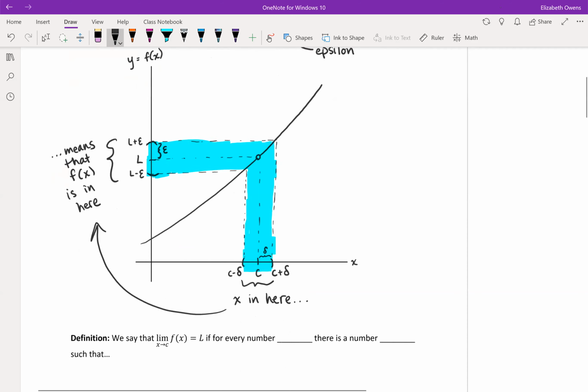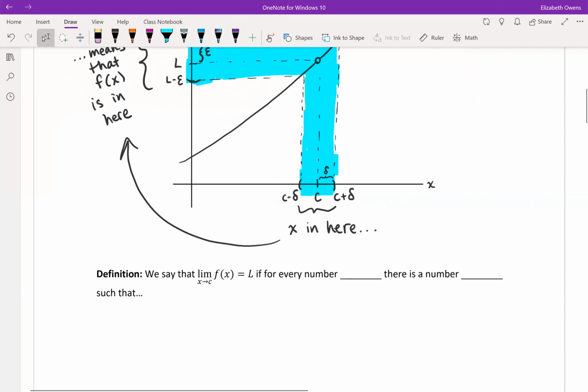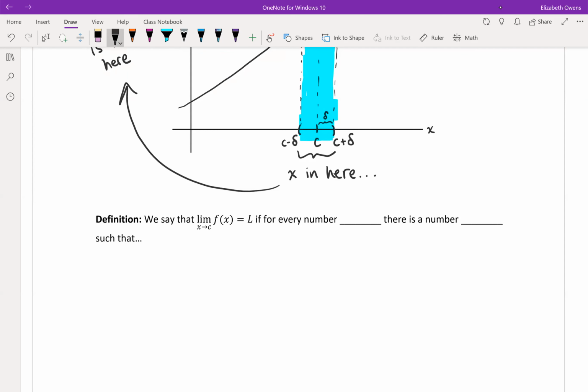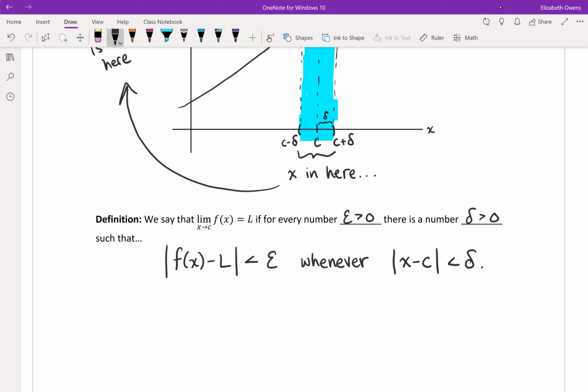Now, this goes with the official definition of a limit. We say that the limit as x approaches c of f of x equals L if for every number epsilon that is greater than 0, there is a number delta also greater than 0, such that the absolute value of f of x minus L is less than epsilon whenever the absolute value of x minus c is less than delta.